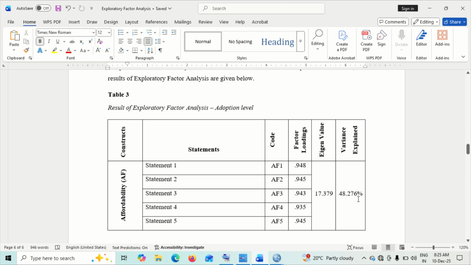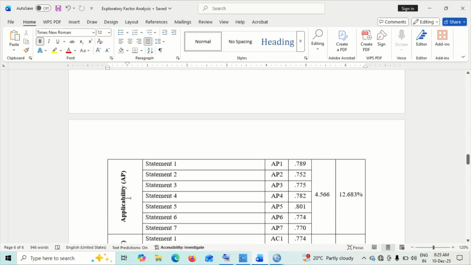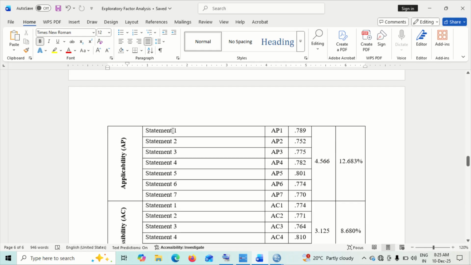48.276% of variance in the adoption level is measured with the help of affordability. And moving to the applicability, there are 7 statements used to measure applicability, coded AP1 to AP7, and these factor loadings are greater than 0.70, and the eigenvalue is 4.566, which is greater than 1. The applicability is explaining 12.683% of variance in the adoption level.